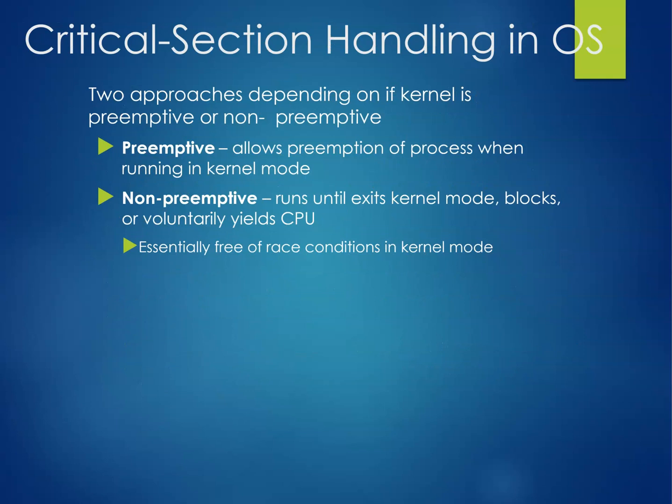The two approaches depend on if the kernel is preemptive or non-preemptive. A preemptive kernel allows preemption of a process when running in kernel mode. A non-preemptive kernel runs until it exits kernel mode, blocks, or voluntarily yields the CPU. Essentially free of race conditions in kernel mode.